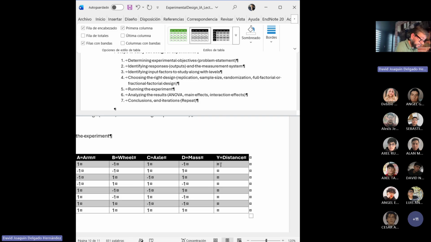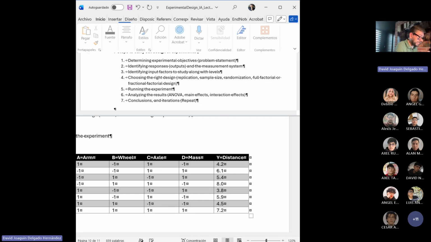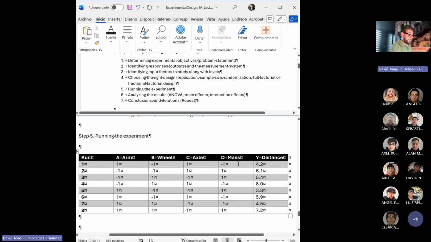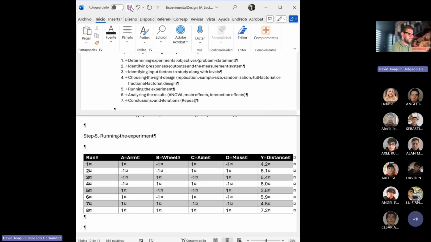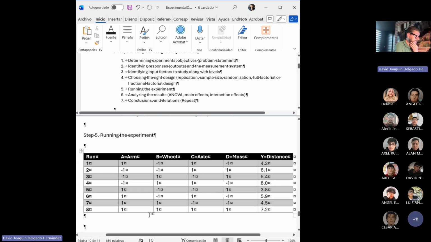Let us suppose that the first distance is 4.2 meters, the second is 6.1, then 5.4, then 8.0. Now it is 3.8, then 5.9, then 4.5, and finally 7.2. These are the distances that I can record from all the cars when I tried the 8 different experiments.